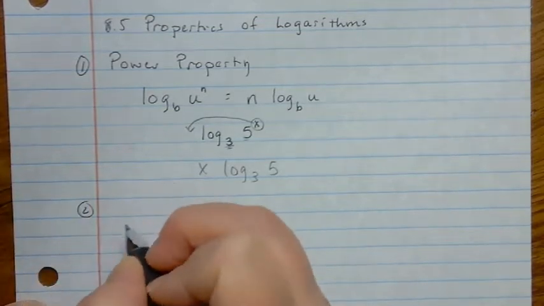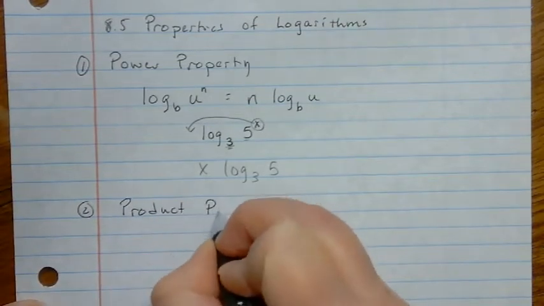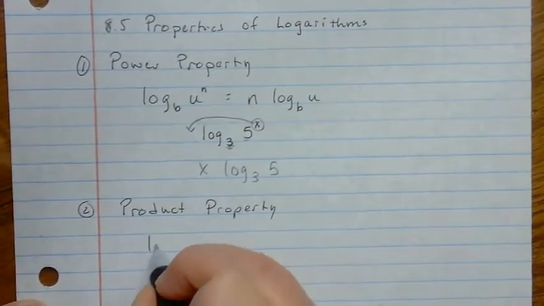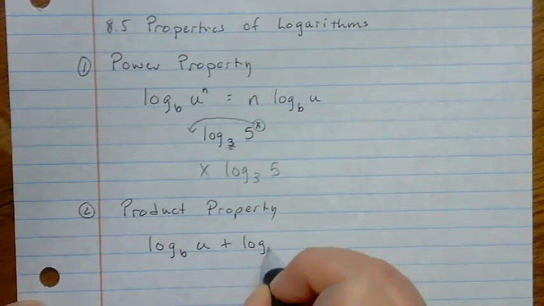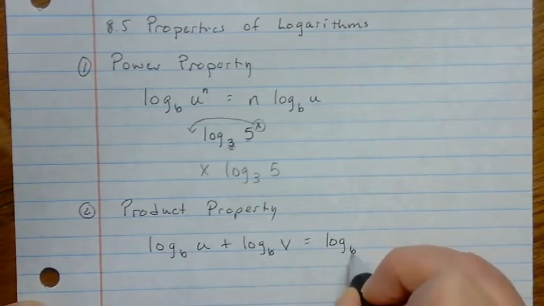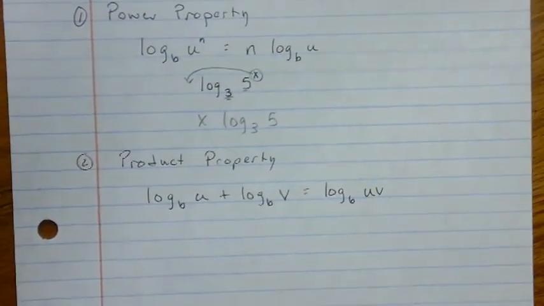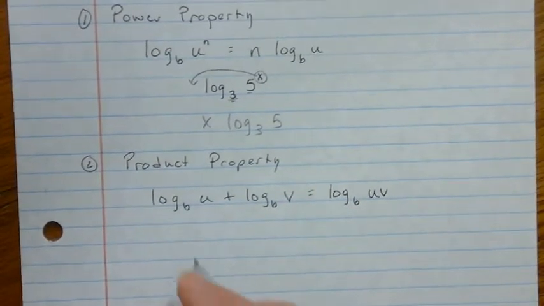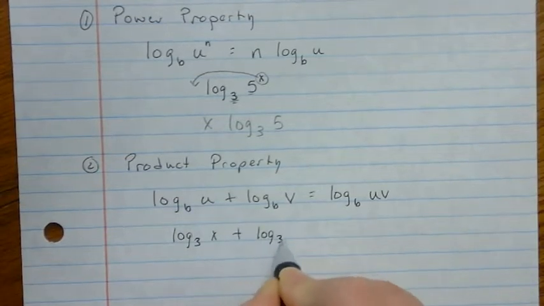Okay, the second property is the product property. The product property says this: if you have log base b of u plus log base b of v, that's equal to log base b of u times v. So let's say I had log base 3 of x plus log base 3 of y.